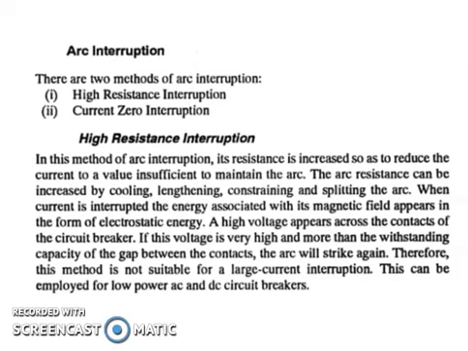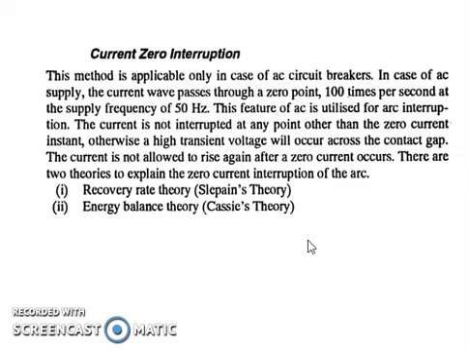When the current is interrupted, the energy associated with its magnetic field appears in the form of electrostatic energy. A high voltage appears across the contacts of the circuit breaker, and if this voltage is more than the withstanding capacity of the gap between the contacts, the arc will strike again. Therefore, this method is not suitable for large current interruption, and can be employed for low power AC and DC circuits. The other method for arc interruption is current zero interruption, and this method is applicable only in case of AC circuit breakers.